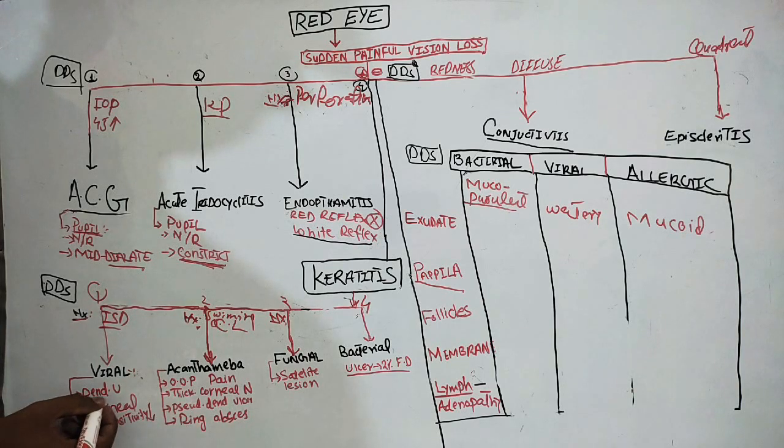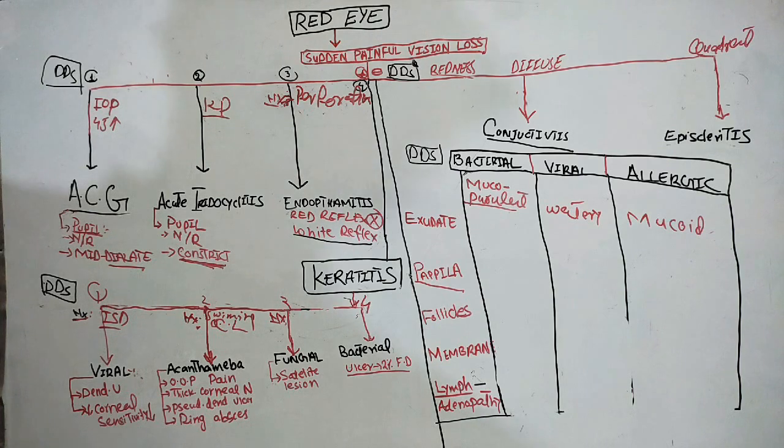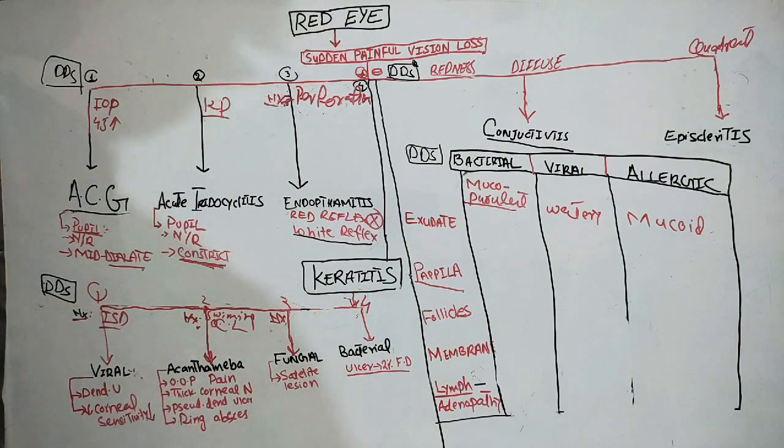It will not be a true dendrite, so it is a pseudodendritic ulcer. And in the periphery of the cornea, in late cases, you will see the abscess, which forms a ring, mostly a whitish pus-like ring. That is ring abscess.